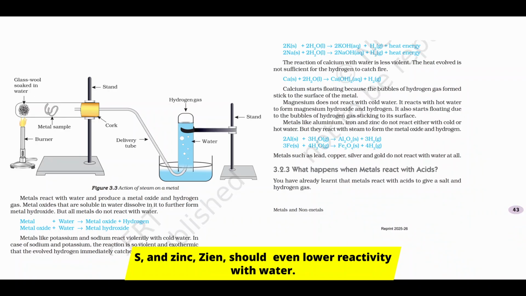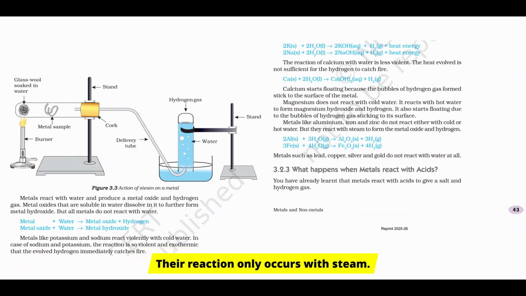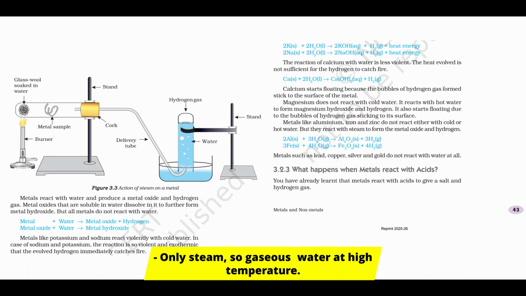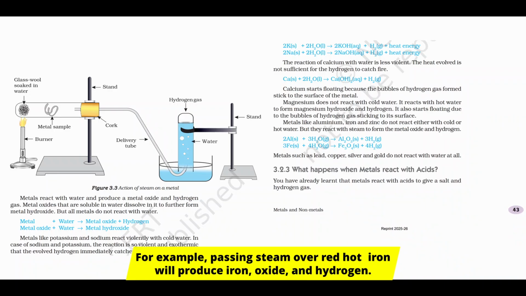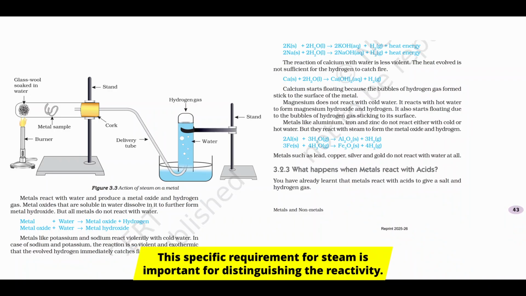Metals like aluminium, Al, iron, Fe, and zinc, Zn, show even lower reactivity with water. They do not react with either cold water or hot water. Their reaction only occurs with steam. Only steam. So gaseous water at high temperature. Correct. They react with steam to form the metal oxide and hydrogen gas. For example, passing steam over red-hot iron will produce iron oxide and hydrogen. This specific requirement for steam is important for distinguishing the reactivity.